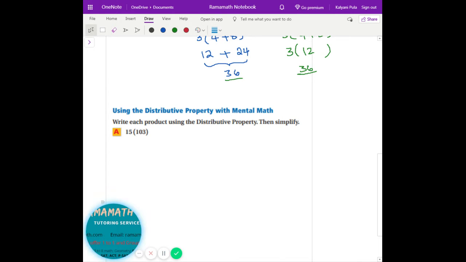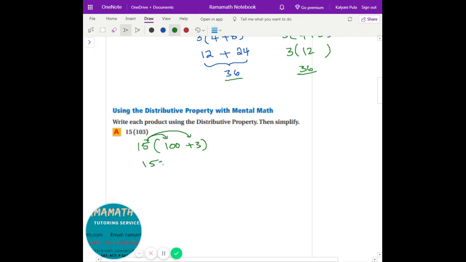Write each product using the distributive property, then simplify. So if you look at this question, 15 times 103, it seems a little bit difficult, but what we can do is use the distributive property to make it easier. So for this problem, 15 times 103, I can write 103 as 100 plus 3. Now I can distribute using the distributive property.